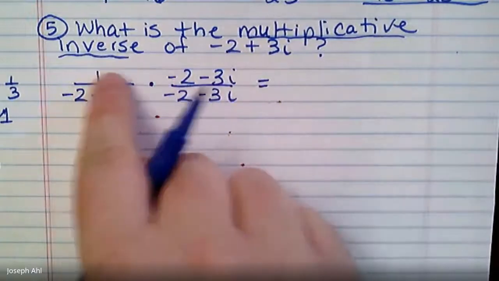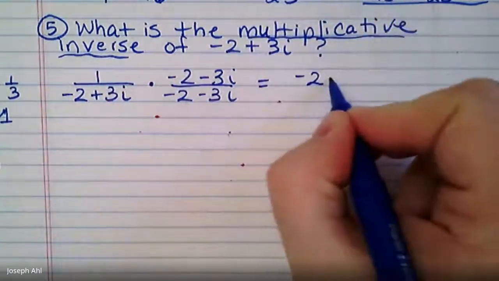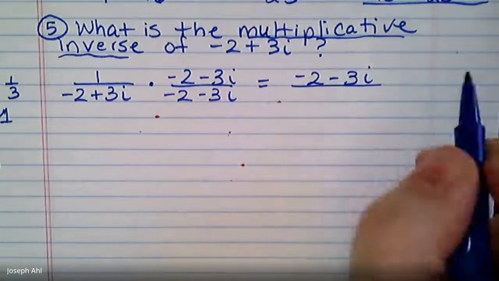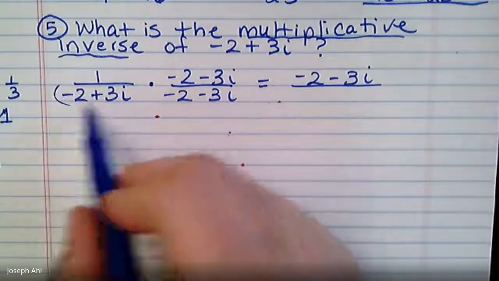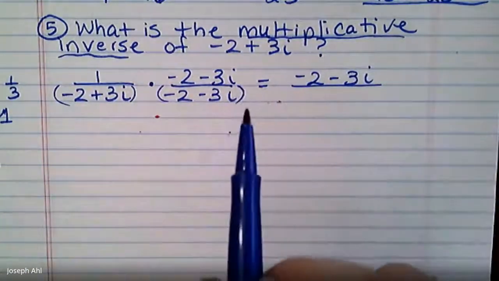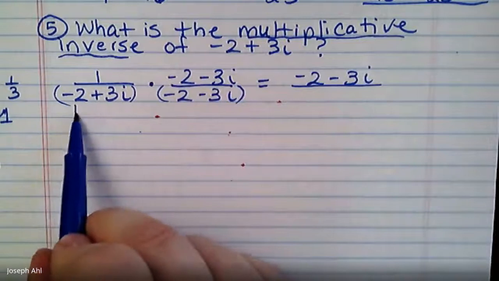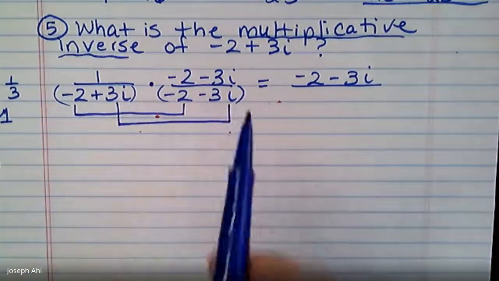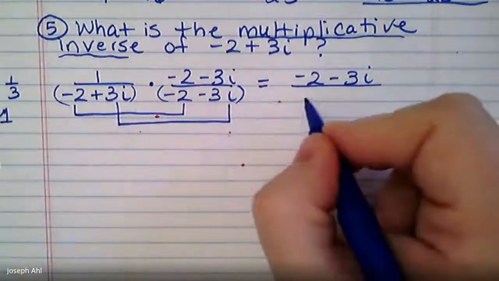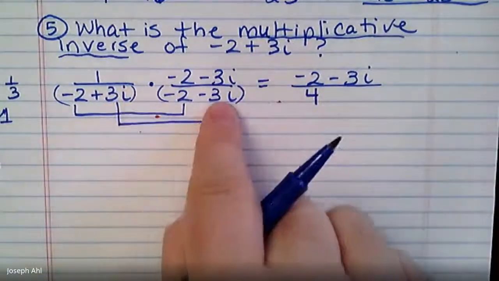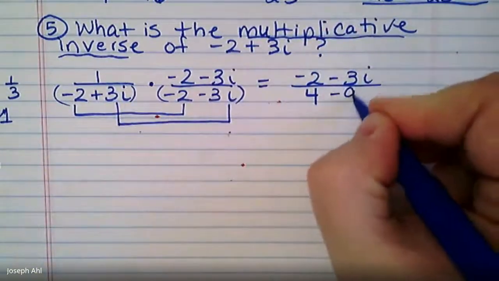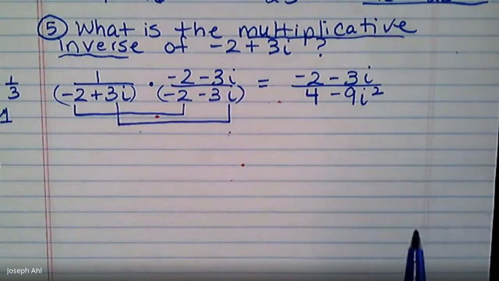What's kind of nice here is that 1 times negative 2 minus 3i is just negative 2 minus 3i. In the denominator, those are conjugate pairs. I'm going to use my little cheat method of just doing the firsts and the lasts. Negative 2 times negative 2 is 4. 3i times negative 3i is minus 9i squared.